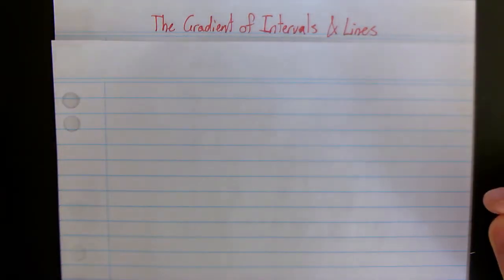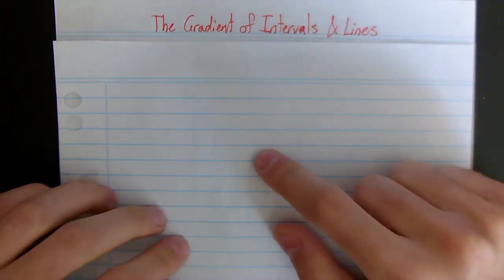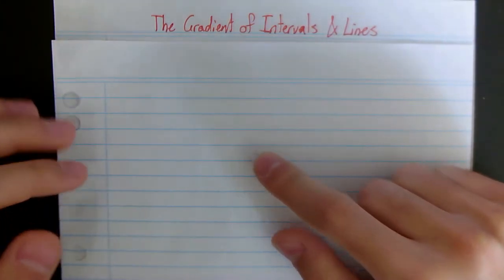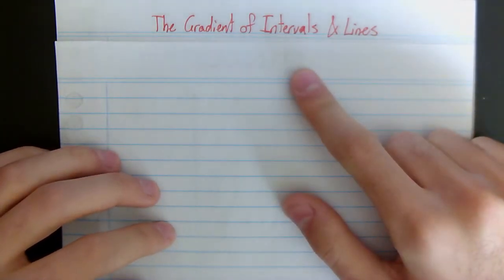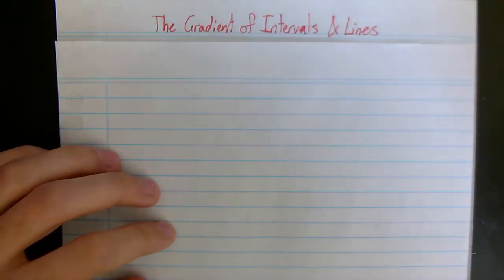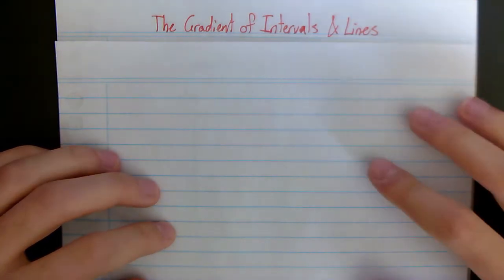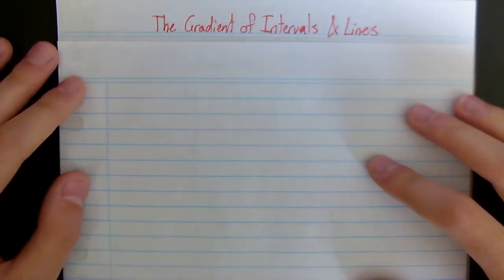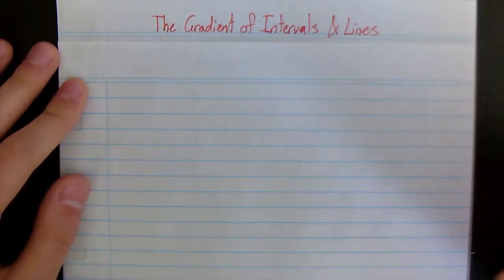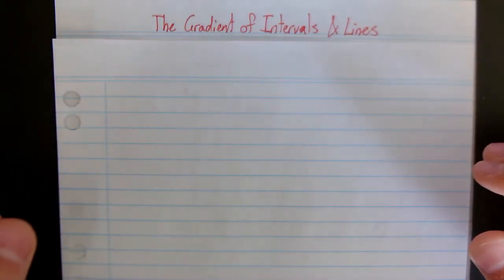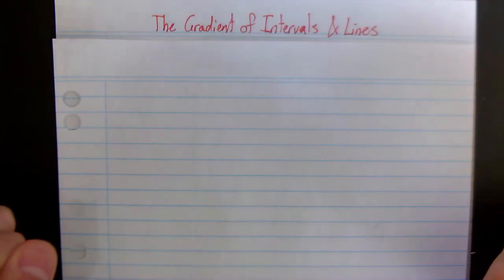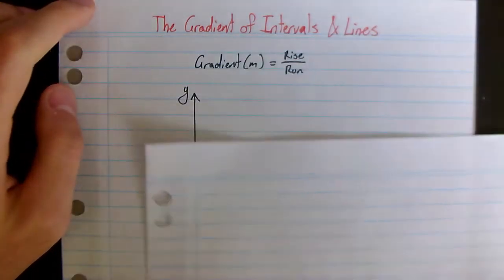Today we're going to be looking at the gradient of intervals and lines. So what we're going to be doing this lesson is taking a look at the derivation of how we actually come up with the gradient formula, how to apply it in a certain example, and also collinear points and what it takes to define collinear points, and looking at an example of those. Okay, so let's begin.